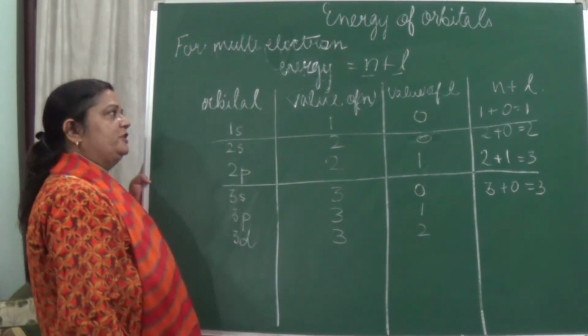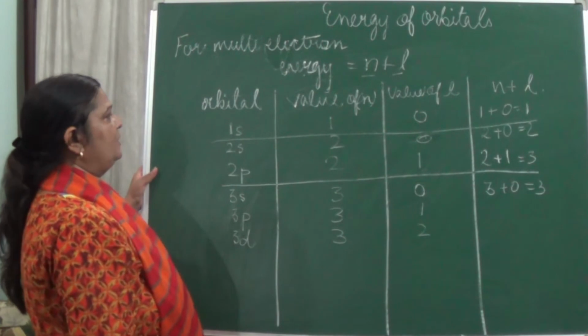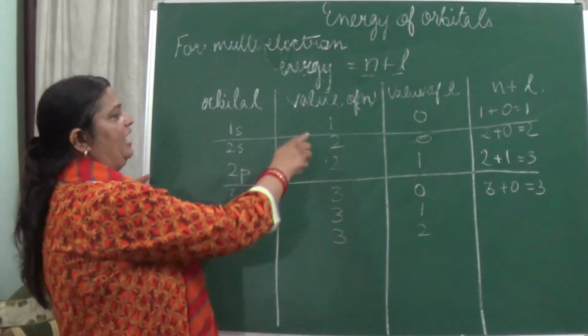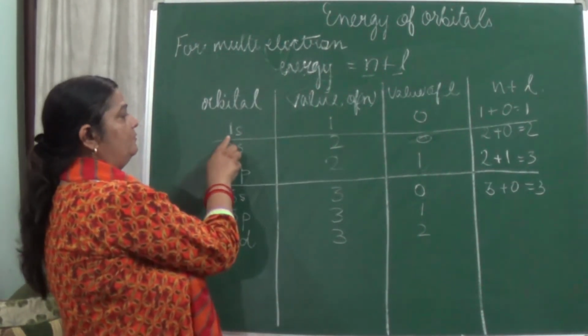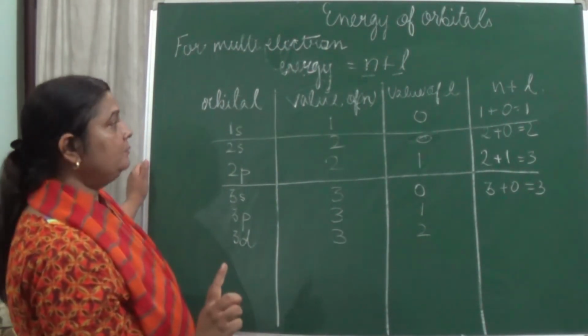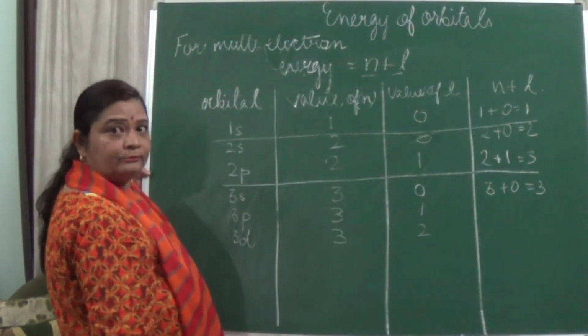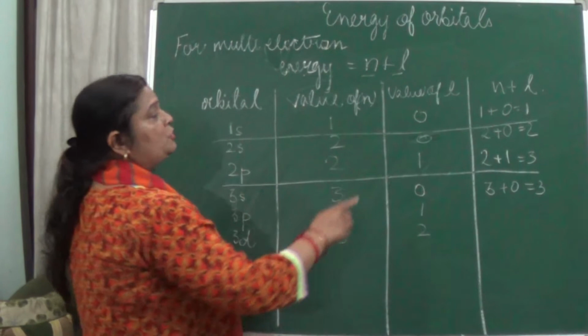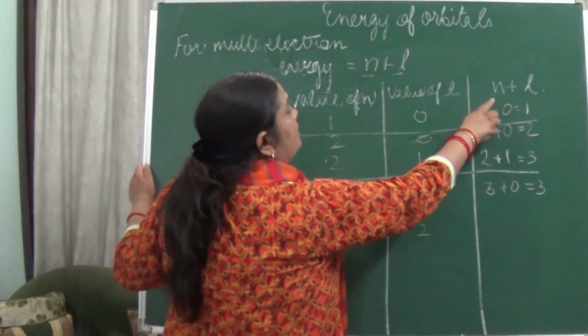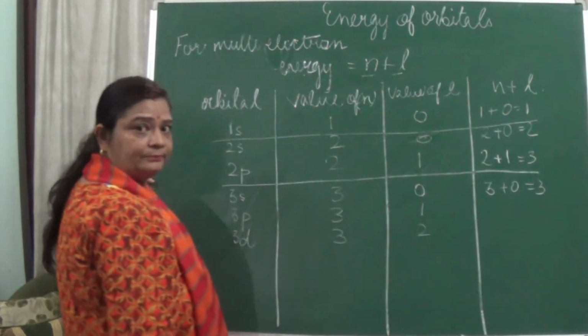So first, starting from the first shell. The value of n, the principal quantum number, for this is what? 1. The energy shell is 1. But for s, the value of l is what? 0, isn't it? So here n plus l becomes 1 plus 0, that is 1.